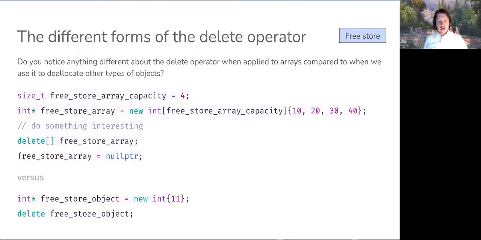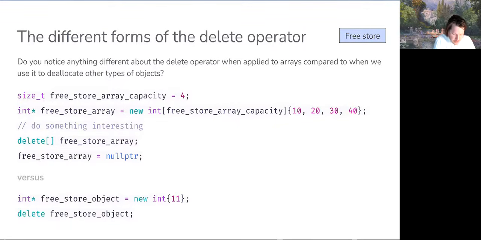Well, if we go ahead and just look at this code, we see two objects allocated on the stack: free store array capacity, and a pointer to an integer, free store array, which points to a dynamically allocated object on the free store, an array of four contiguous integer objects storing the values of 10, 20, 30, and 40. Now we go ahead and use this, and we're now at the point where we'd like to return it so that it can be reclaimed for use with something else.